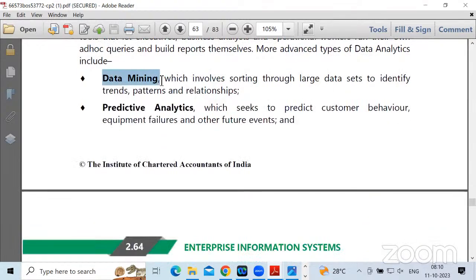Data mining. What is data mining? Large data sets to identify the trends, patterns, and relationships. All of you know what is trend, pattern, and relationship, so I need not explain that. Mining: coal mining, gold mining, oil mining, that denotes what? There are a lot of minerals available. You are digging and bringing out the product. Similarly, a huge amount of data is there. You just dig out the relevant data for you.